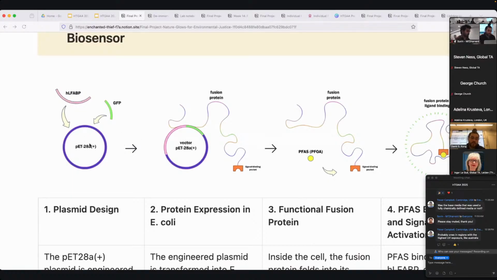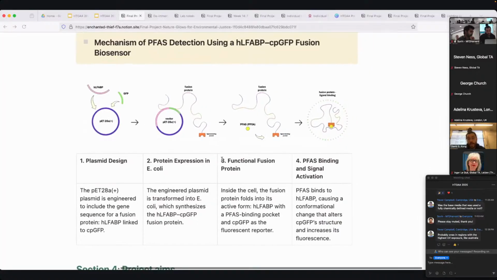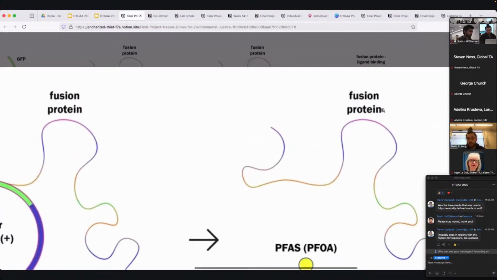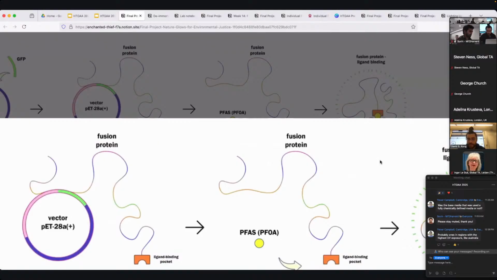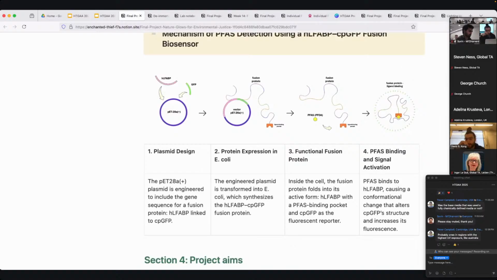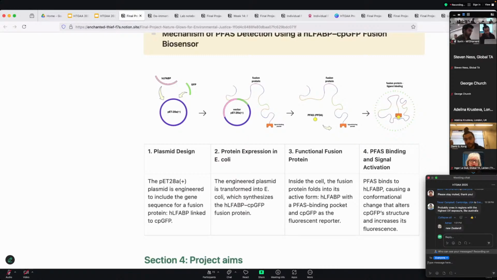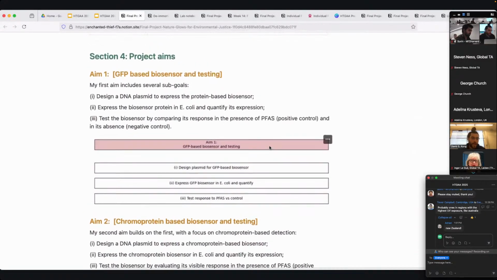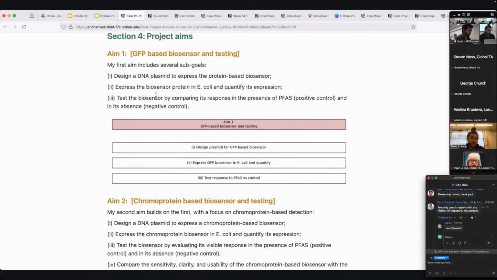The plasmid expresses the protein in E. coli, and when this protein is connected to PFAS, it changes the structure of the protein, which means that the fluorescence of this protein is increased. There are some data that show a bit of fluorescence before the protein connects to PFAS, but other literature supports that when it binds to PFAS, the signal is higher.